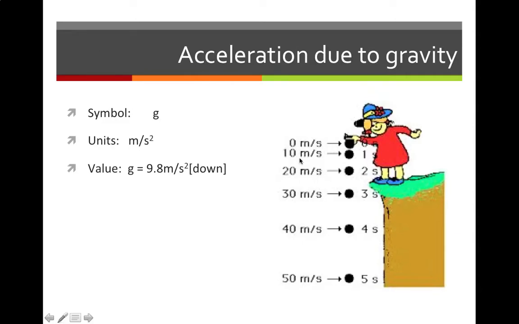And the picture here is just supposed to say that you drop something. If you drop something, when you first drop it, it has no speed, right? And then after a second of being dropped, it's at 10 meters per second. After 2 seconds of being dropped, it's at 20 meters per second. At 3 seconds, it's 30 meters per second, and so forth. And that sort of reflects the idea of acceleration due to gravity.